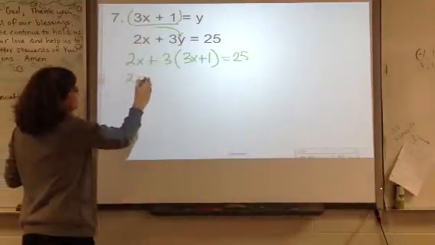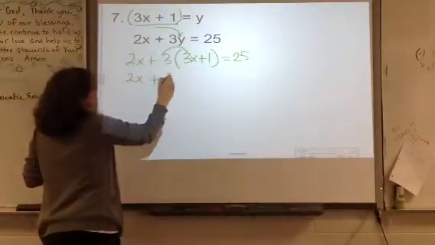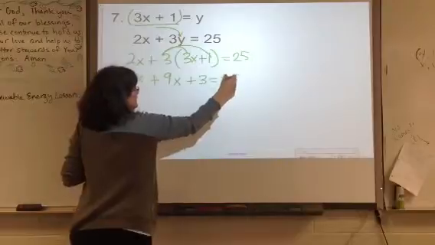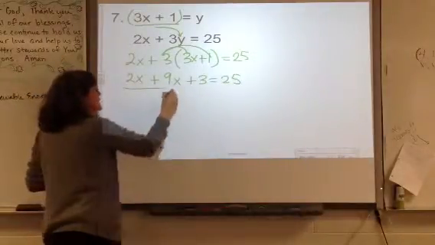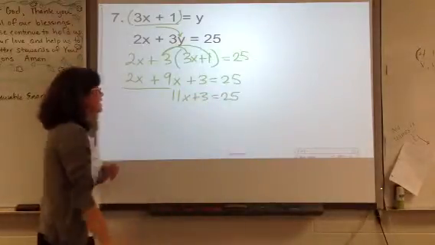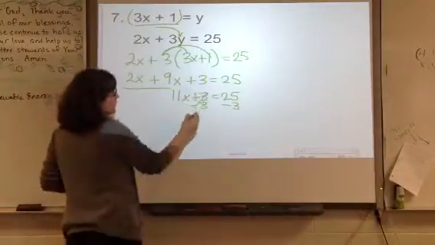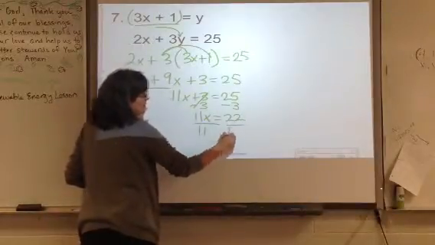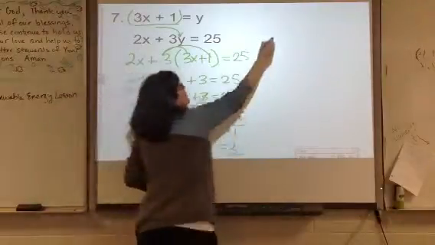So 2x, gotta do the distributive, 3 times 3, 9x. 3 times 1 is 3. Got some like terms. 2x plus 9x is 11x. Get rid of the 3 first. 11x equals 22. Divide by 11 to get x alone, and x equals 2.